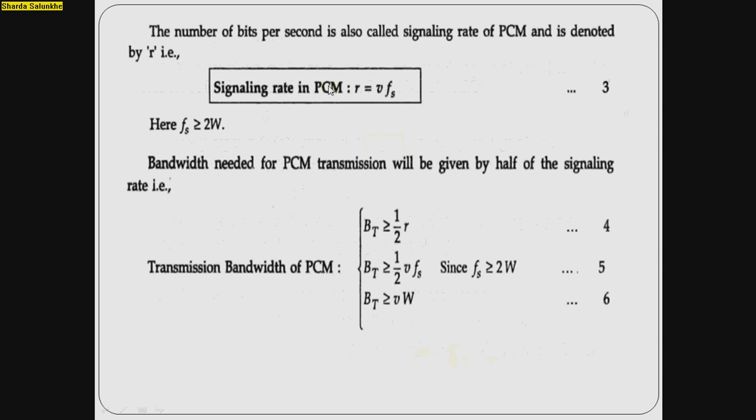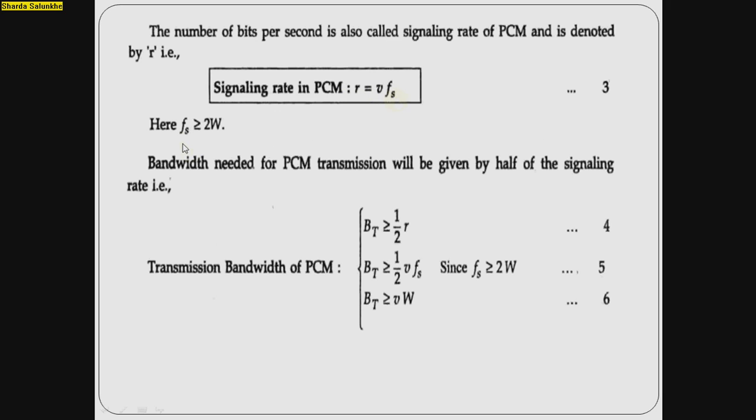So V into Fs, the number of bits per second, is also called the signaling rate. The definition might be asked in various MCQ exams. So what is the signaling rate? Signaling rate is nothing but the number of bits per second of the PCM, and it is denoted by small r. So r, the signaling rate of the PCM, is equal to V into Fs.